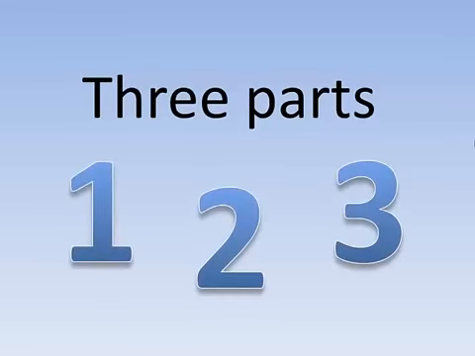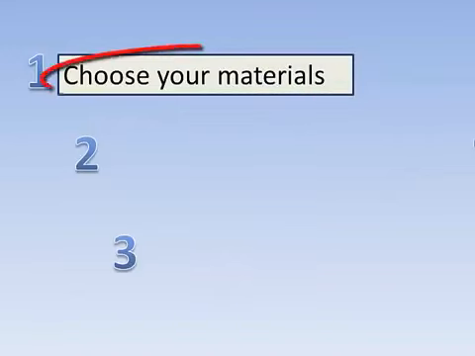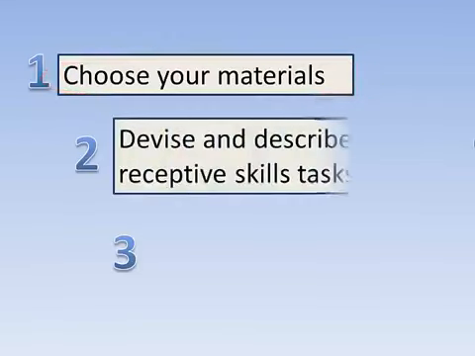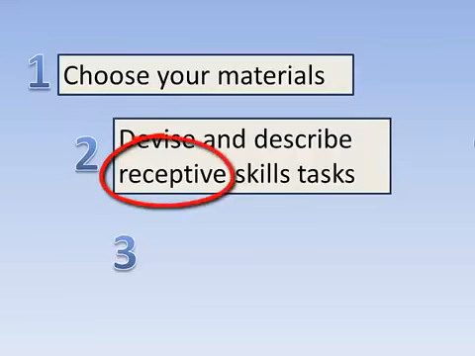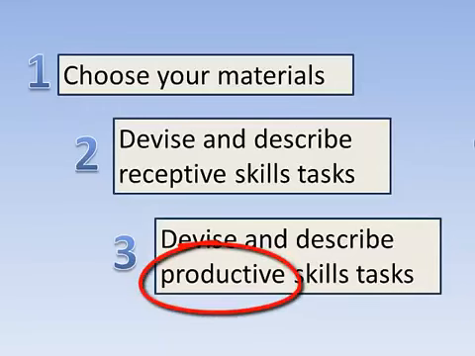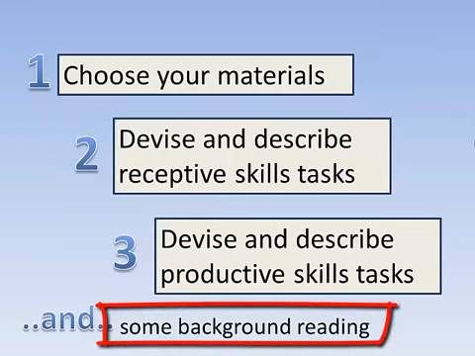So for the assignment, it comes in 3 parts. The first part is that you have to choose your materials. So you have to choose something to use, a reading text or a listening text. The second part then is you have to devise and describe receptive skills tasks. That's reading tasks, listening tasks. And then for the third part, you have to devise and describe productive skills tasks. That's speaking or writing tasks. There is a little extra bit here, is that you have to show that you've done some background reading for this particular assignment. So that's something else to think about.